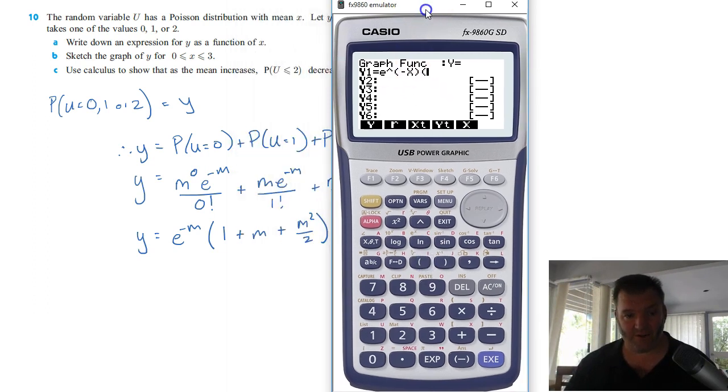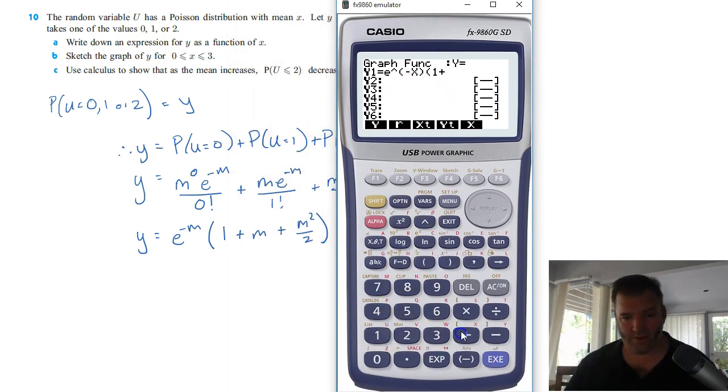Now, what's the rest of our expression? I've covered it up there. We've got 1 plus x plus x squared. Should probably have brackets around that, just to make sure I get it right. x squared divided by 2, and then close the larger bracket. Our brackets all match up. That looks pretty good.